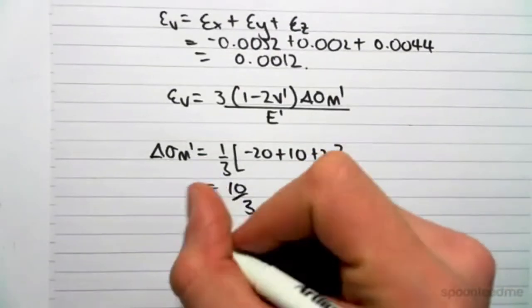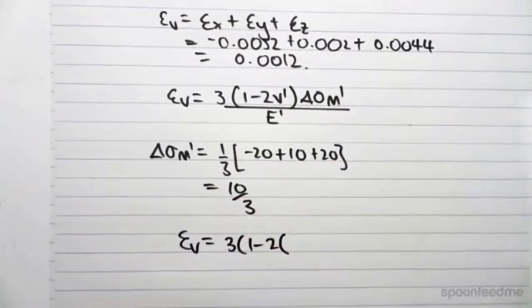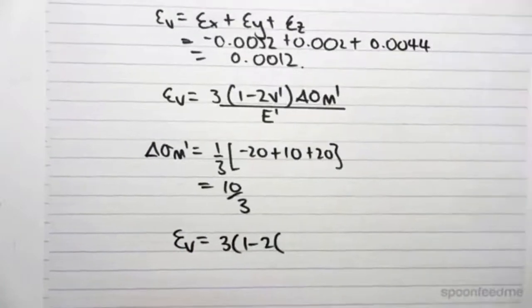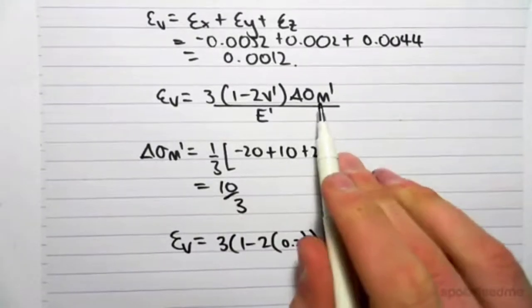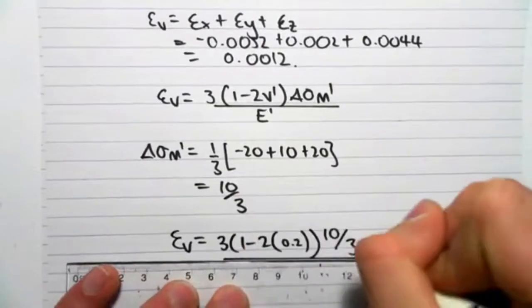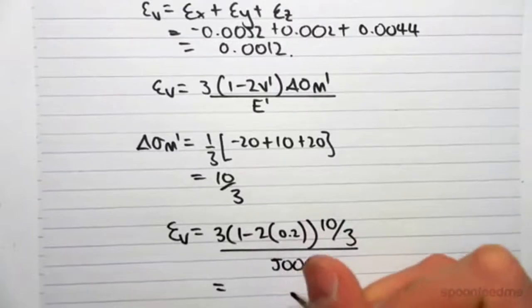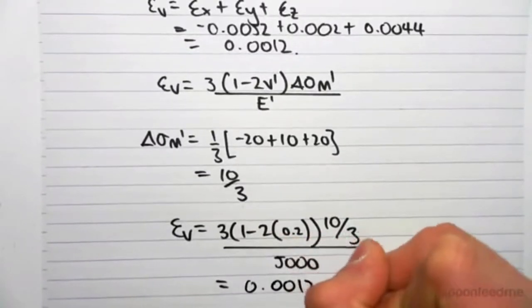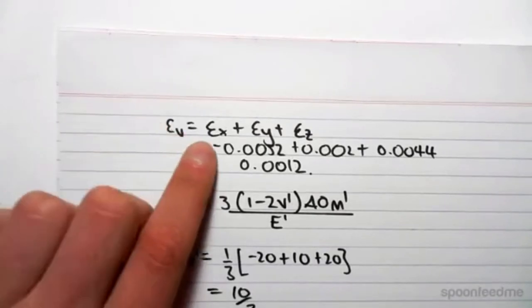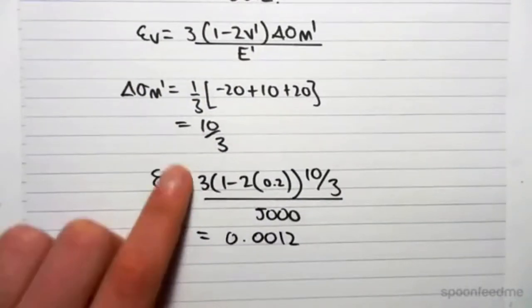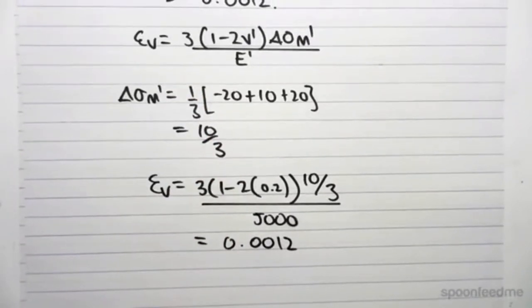We would then use that value to find EV, which would be 3 outside of 1 minus 2 times V dash, which is 0.2, outside of 10 on 3, which is sigma m dash, over the E dash, which is 5,000, and if we work that out, we would get 0.0012, which is the same value we got using this method. So we could find the volumetric strain just adding it all up, or we can find it through this formula and get 0.0012. Anyway guys, hope that helps.